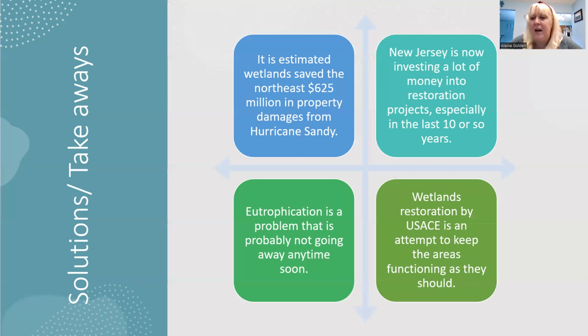Eutrophication is a problem that's not going away anytime soon. We try to talk about decreasing runoff. There have been educational resources on that, but that's going to be a problem. And so the solution that they seem to be using for that is really just wetlands restoration by the Army Corps of Engineers. And they're doing things like dredging and reducing some of that sedimentation to keep the areas functioning as they should.